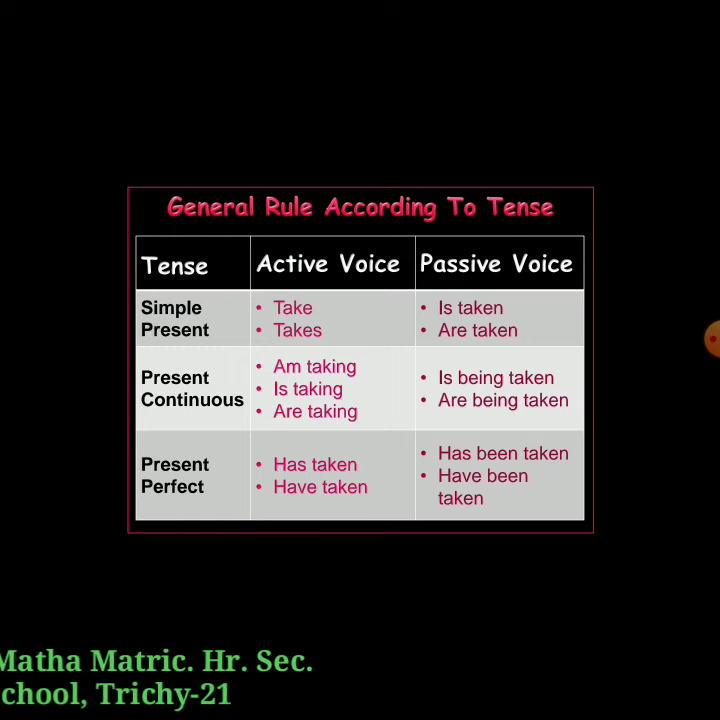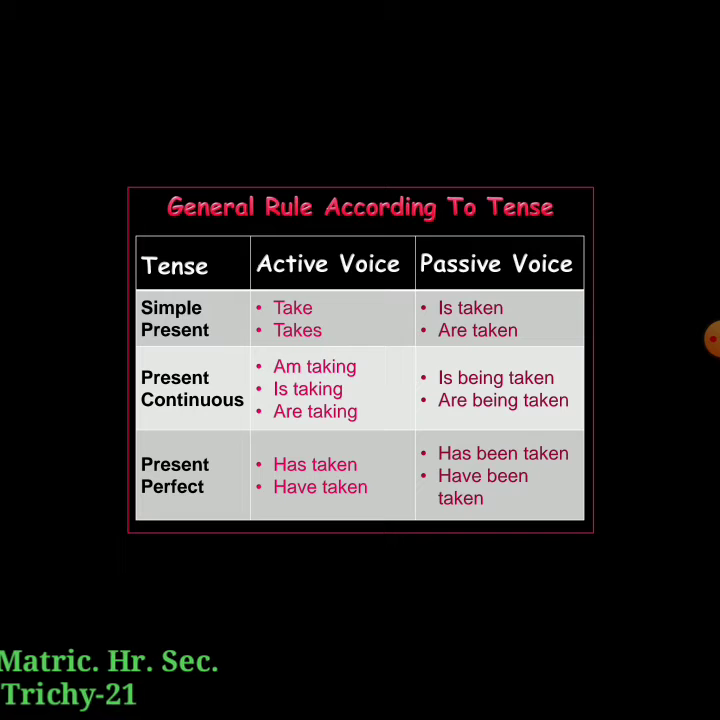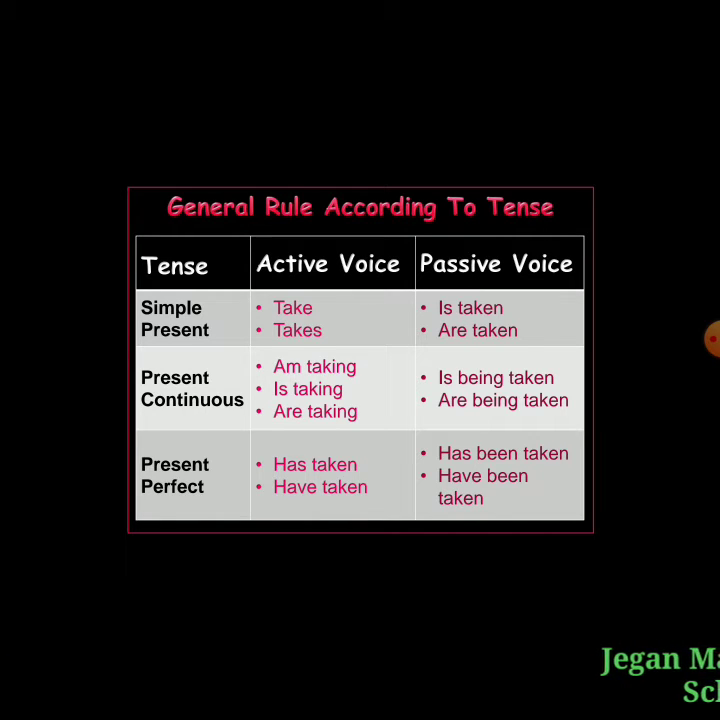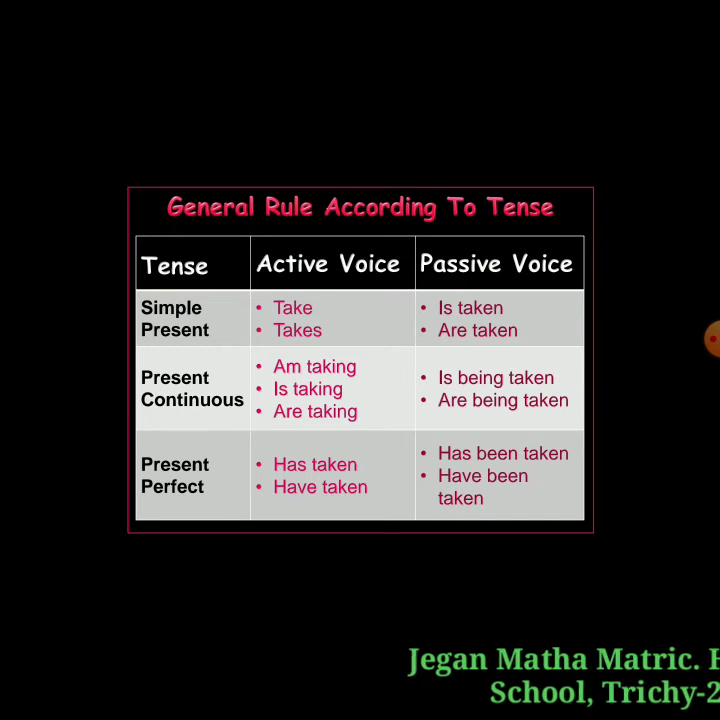Present continuous: am taking, is taking, are taking. If you have present continuous in active voice, for example, he is writing a test, the passive is a test is being written by him. So for example, I am taking, is taking, are taking. If you have the auxiliary verb are, you can use are being. If you have is, use is being, plus the past participle. The verb should be a past participle when you change from active to passive voice.